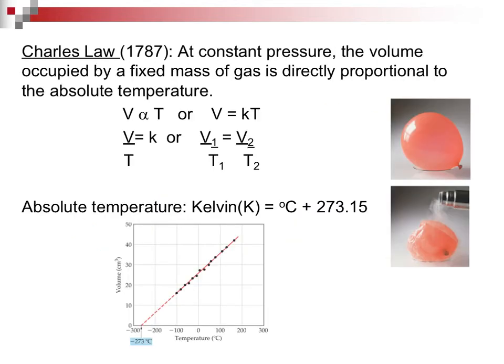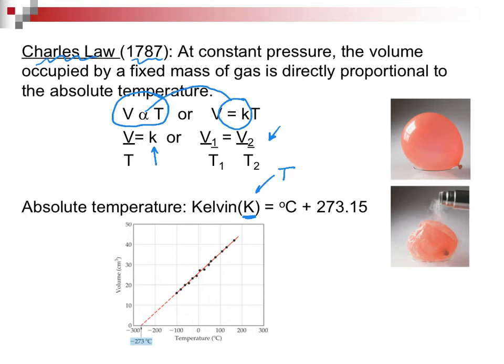The second law is Charles' law. And again, look at when it was, 1787. What it says is that the volume is directly proportional to temperature. So when I replace that proportionality with an equal sign and a K, I have that expression. If I solve for K, it's V over T. And if I set up a relationship between two systems, V1 over T1 is equal to V2 over T2. The important thing to note here is that my temperature must be in units of Kelvin. Where did that come from?